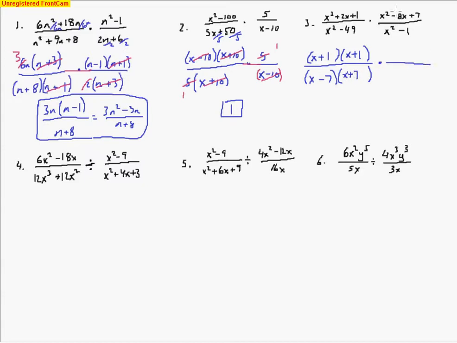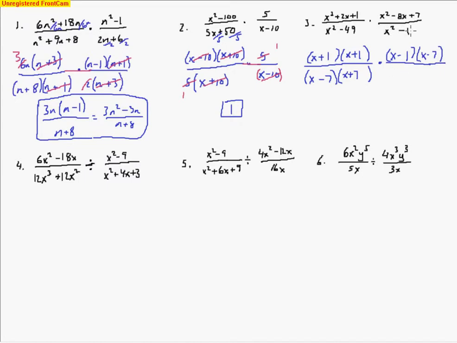Down up on top, we've got an x squared minus 8x plus 7. So notice that they have to multiply to make 7, but add to make negative 8. So I know both signs are negative, and the only numbers that multiply to make 7 are negative 1 times negative 7. We multiply to make that positive 7, add to make that negative 8x.